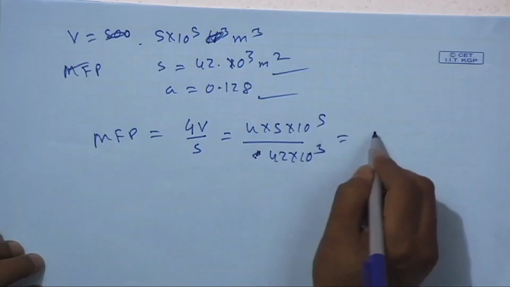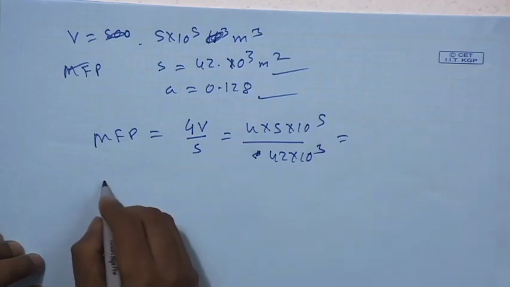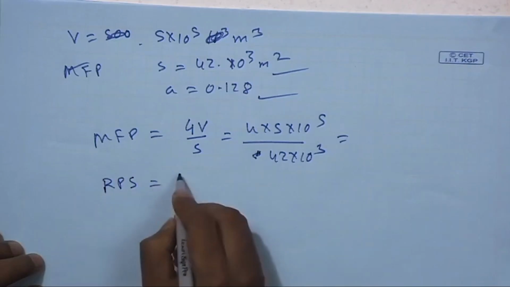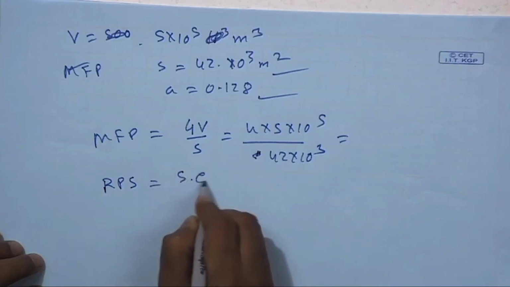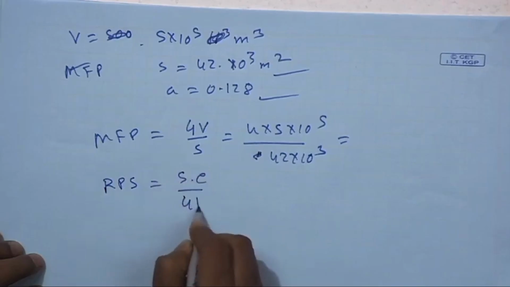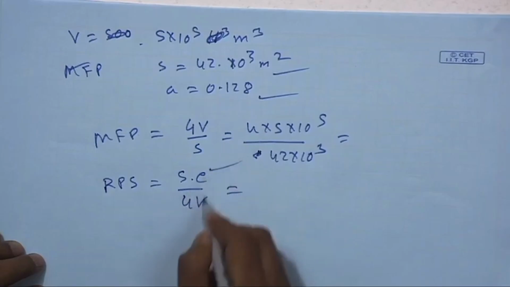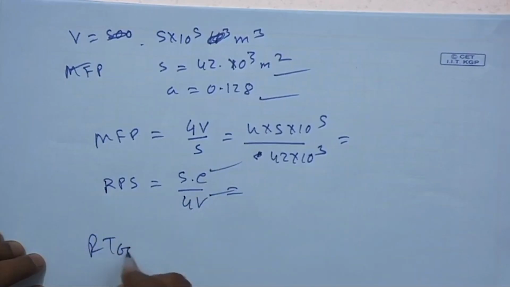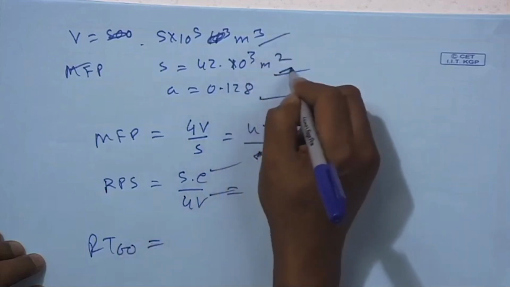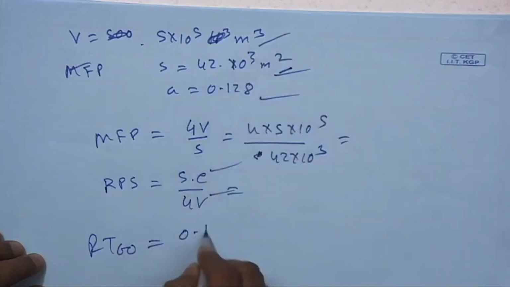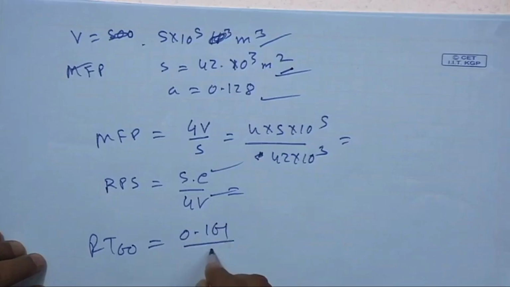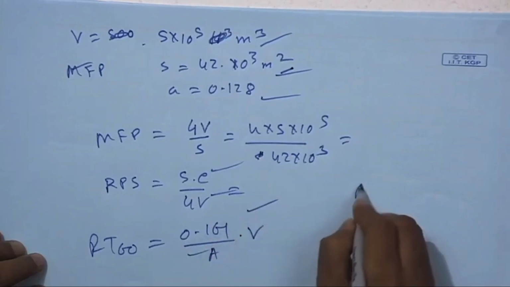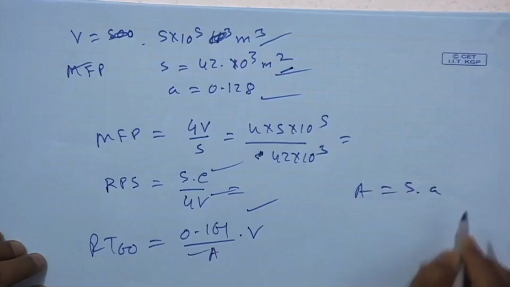So, I can calculate the number of reflections. Then what is RPS, reflections per second? It is nothing but S C, sound velocity, divided by 4V. So, what is S, I know, C I know, V I know, I can calculate. RT60 is nothing but, since I change it to meter, 0.161 V divided by A. I know V, I know A. What is A? A is nothing but S into α.